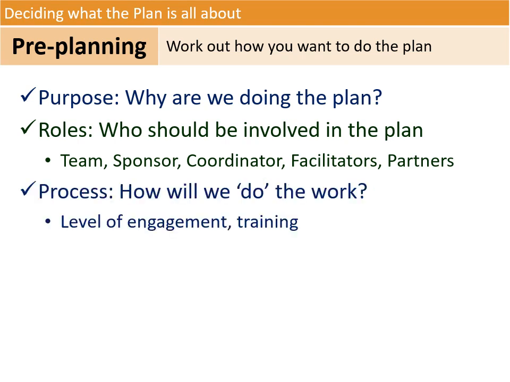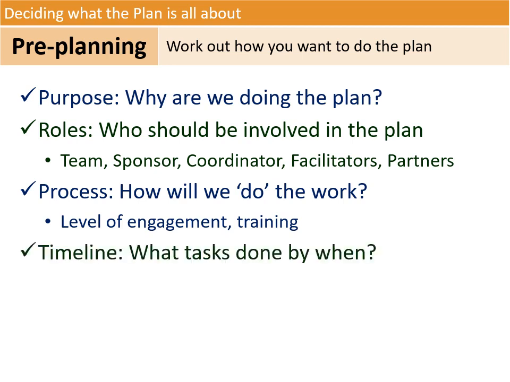Then of course, how are you going to do the planning? What will be the level of engagement? Are all the steps in the process going to be done with everybody? Or will some steps be more participatory? That is, you'll have more community engagement with those, and other steps can be done by a small group. Will there be training involved? We find that it's good to train some community people to understand how the process works so they can work with you more closely.